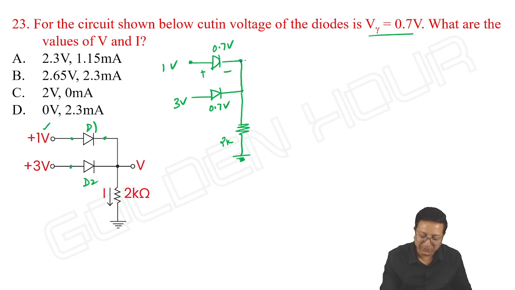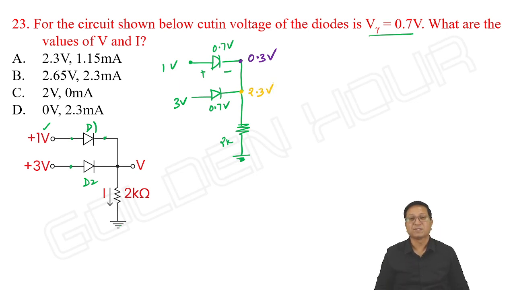With respect to D1, if you observe, 1 minus 0.7, here it is 0.3 volts. Whereas with respect to D2, if we observe, it is 3 minus 0.7, it is 2.3 volts. Is it possible? Not. At the same node, with respect to D1 it is looking like 0.3, with respect to D2 it is looking like 2.3. Which is correct?